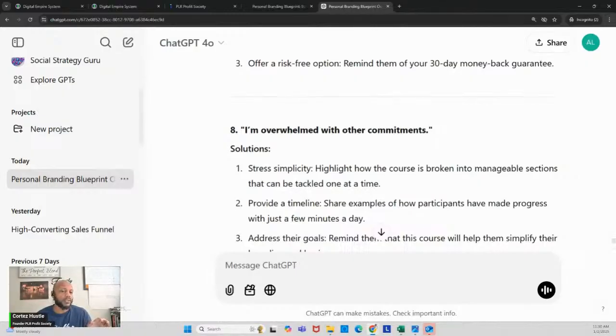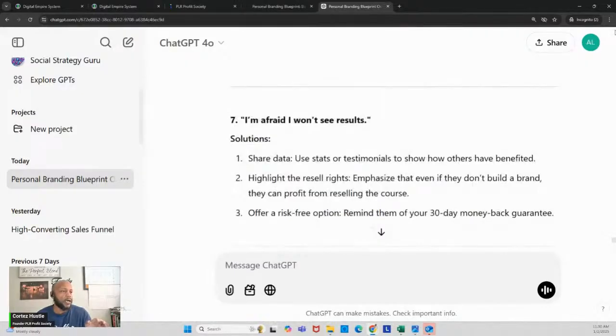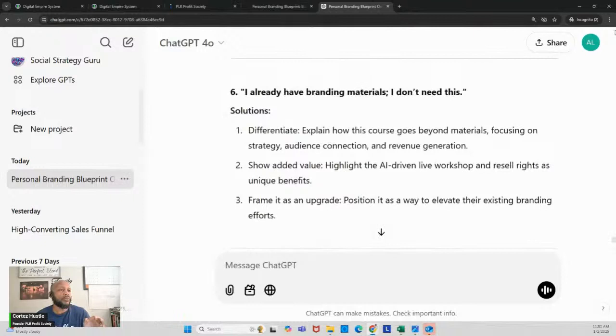Let's see. This one says overwhelmed with other commitments. I'm going to do another one. I'm not going to do overwhelmed. I'm afraid I won't see results is another one. I already have branding materials. I don't need this right now. This is a good one because a lot of times we think if a market is oversaturated, we won't enter a market. If someone else is already selling a product like this, we won't try to sell this product.